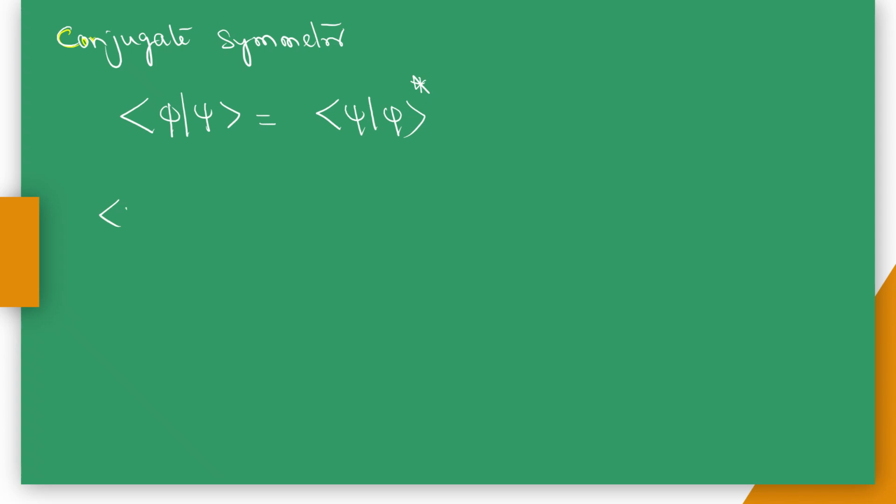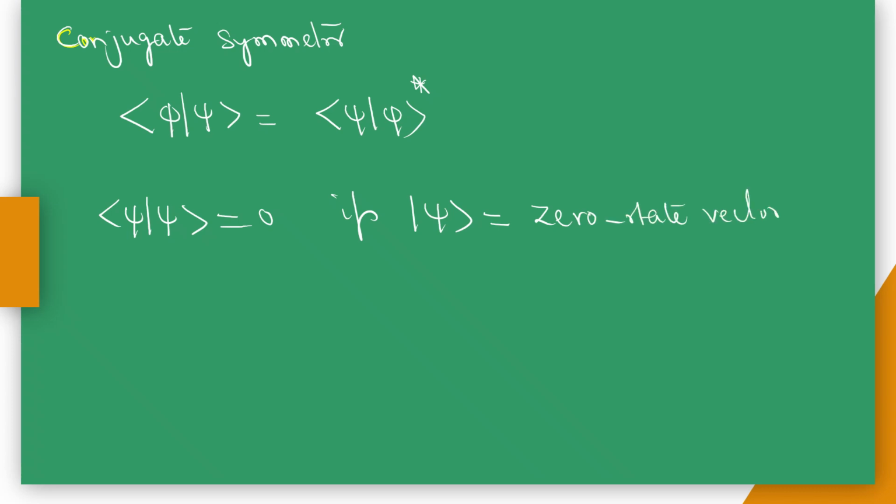And then positive definiteness. For example, the inner product of psi with psi is 0 if the state vector psi is the 0 state vector. Otherwise, the inner product between psi and psi is always greater than 0. A condition like this is called positive definiteness.